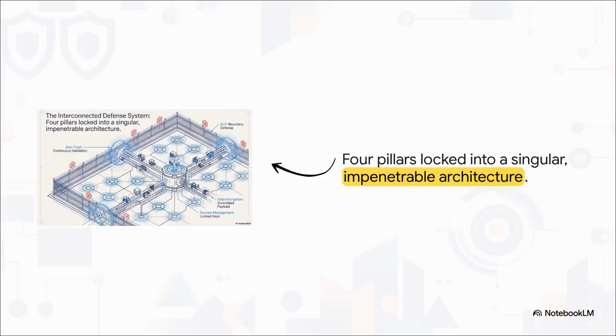And this brilliantly illustrates how the entire ecosystem actually comes together. Look at this interconnected defense system. We don't just have a collection of isolated IT tools anymore. These 4 pillars, data encryption, data loss prevention, secrets management, and zero trust, are locked together to form a singular, impenetrable architecture. They feed into one another to create a beautifully engineered modern fortress.